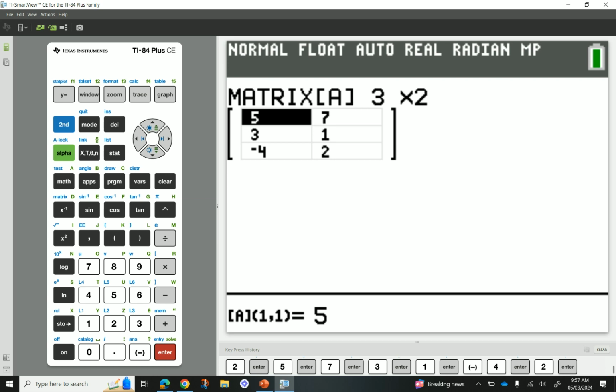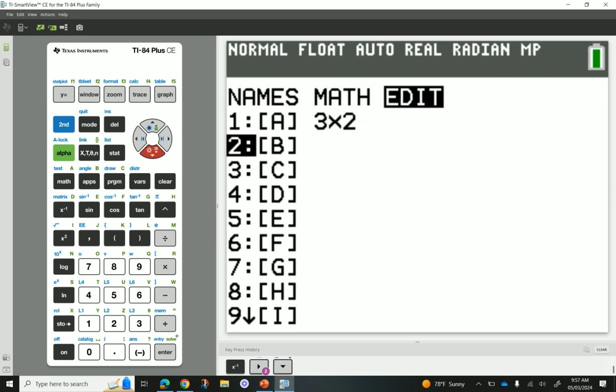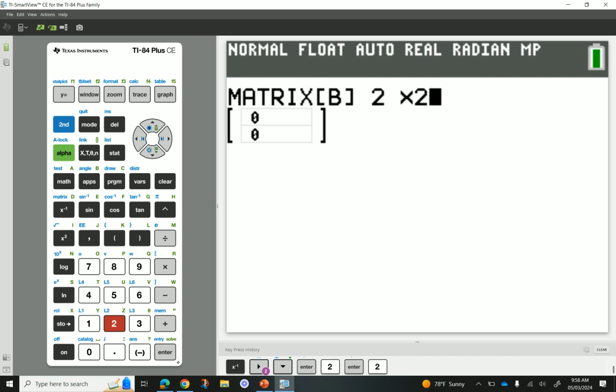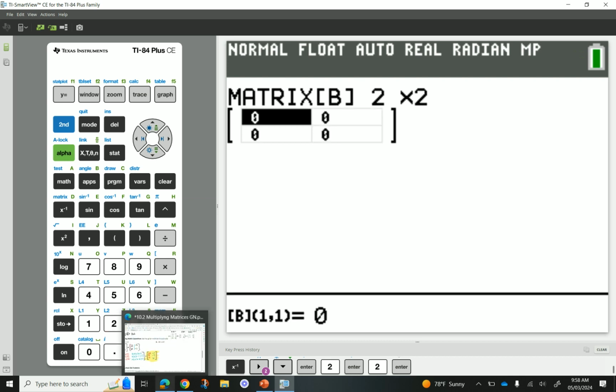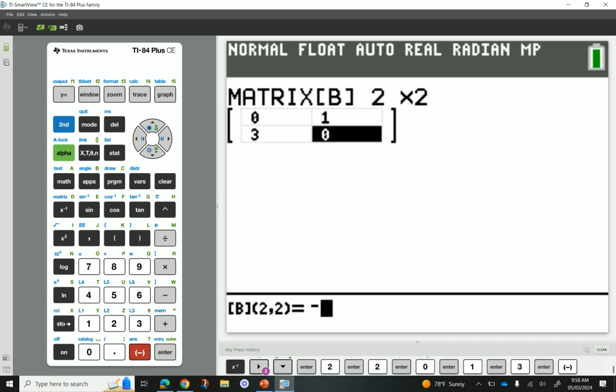Okay. So we're going to do the same process for matrix B and the same process for matrix C. Okay, so again, second matrix, I'm going to go over to edit, and now I'm going to edit my matrix B. Matrix B is a 2 by 2 with the values 0, 1, 3, and negative 6.